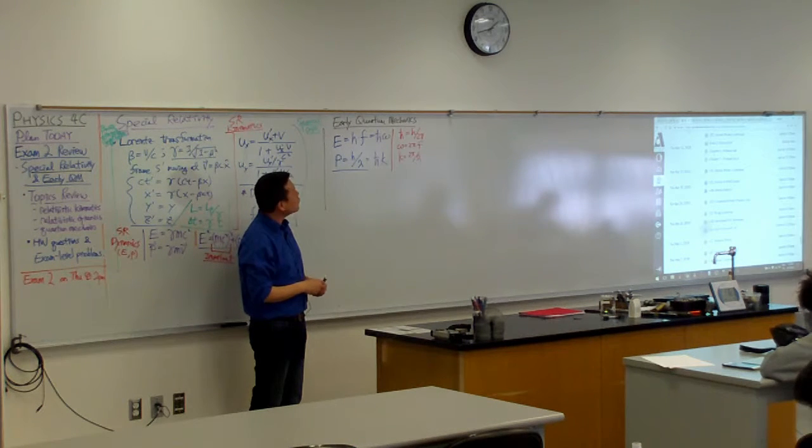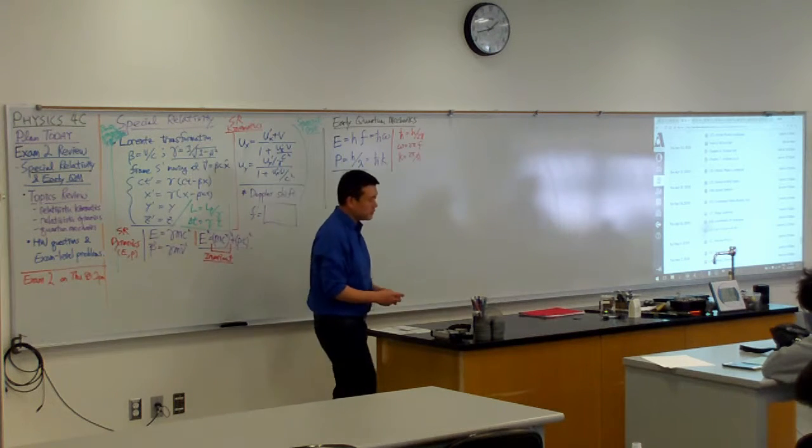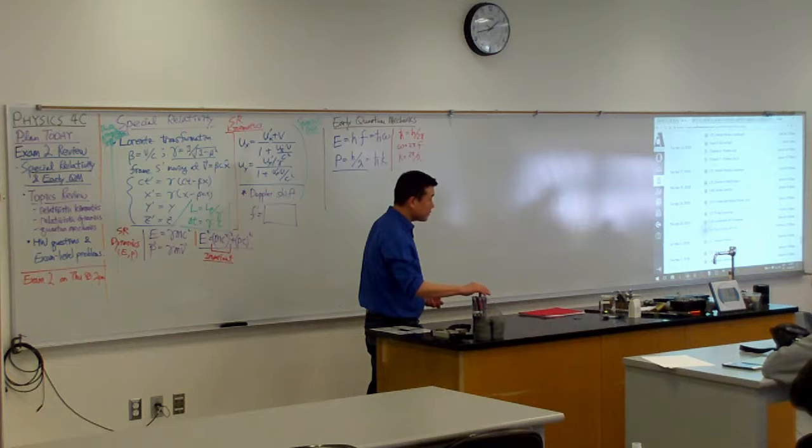Let's see. There were other things we covered in early quantum mechanics. Did they cover anything else? I guess as far as the basic relationships go, this is kind of it.